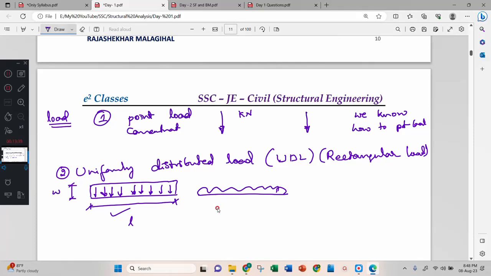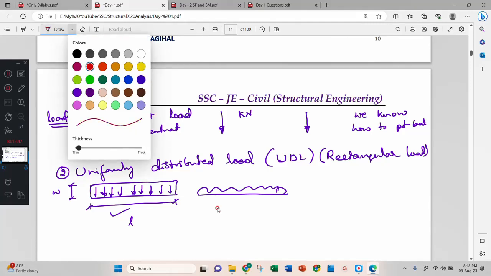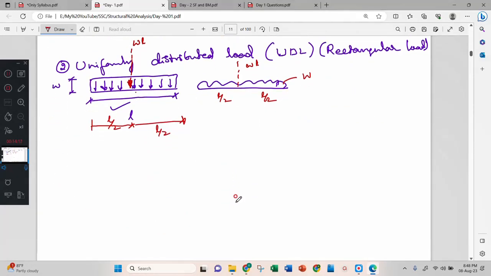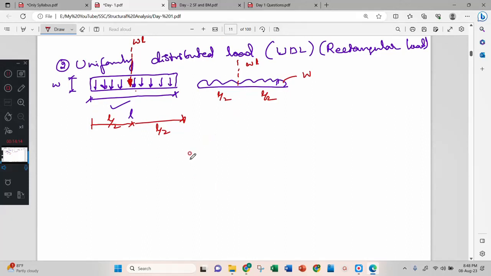Now very interestingly, how to convert this UDL into a point load? For that we will have a dotted line showing the point load, and the value of the point load is W into L. The value of the point load is the area of this, and this will be acting at a distance L by 2 from one end, and the other end is also L by 2. This is W and this is W into L. This is L by 2, this is L by 2. Right? I am going a little fast because you already know all of them, I am just revising the things.